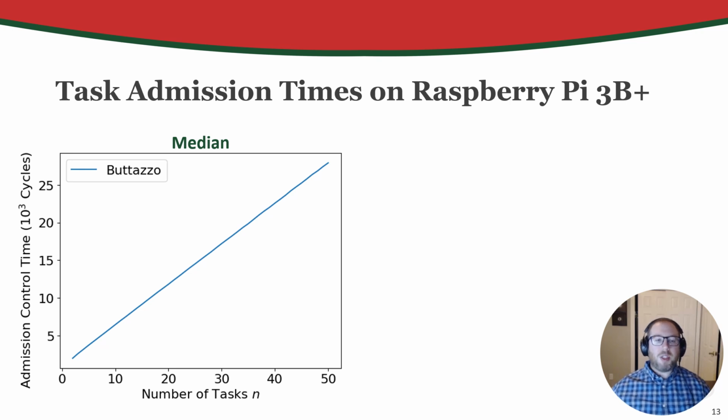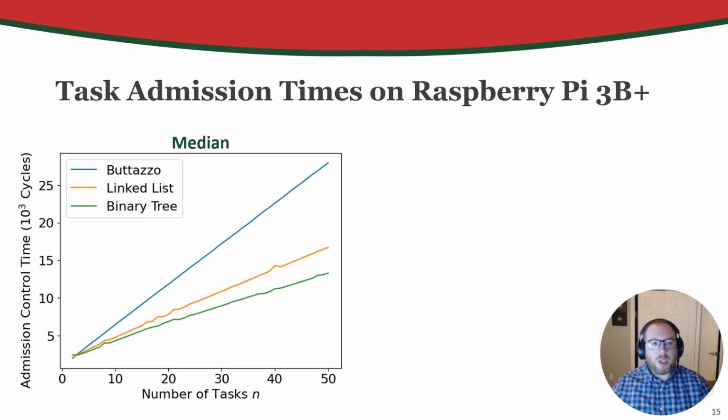So to analyze the time to admit a new task to the system, we implemented this algorithm to run on a single core of a Raspberry Pi 3B+. We first implemented Buttazzo's original algorithm, measuring the median time to admit new tasks on a system already running between 4 to 49 tasks. And we did this over 10,000 different randomly generated synthetic task sets, and we plotted the medians here. So then when we do the same measurement, but this time using our new proposed algorithm with a linked list for the sorted task list, you can already see a significant improvement in execution time.